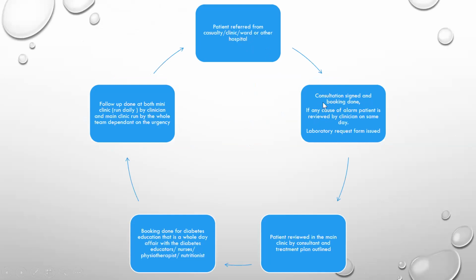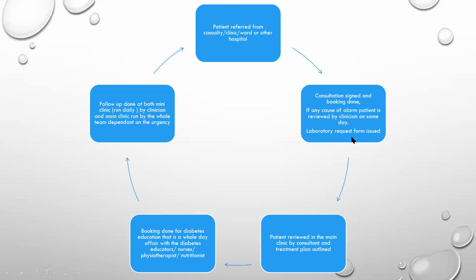Once the consultation is brought to the clinic, the consultation is signed and the patient is asked to book an appointment by opening a file. But each patient who comes to the clinic will have their vital signs taken. They will have a random blood sugar taken. They will not go away with a sugar of 20, 30, or even 16. If the sugar is elevated, the clinician who's running the clinic will definitely review the patient. But if the patient is stable, then they can be asked to be booked, and it depends on the severity or the urgency of the booking. Could be from 1 week to a month.